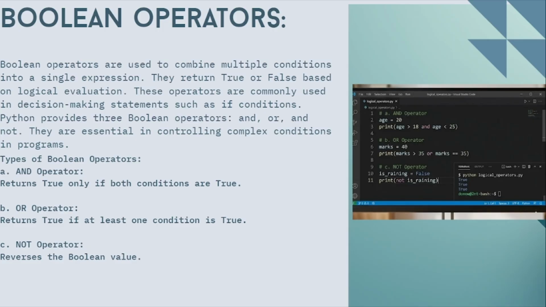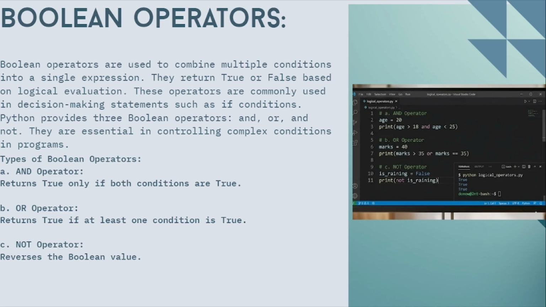Python provides three boolean operators, that is and, or, and not. They are essential in controlling complex conditions in a program. Now, what are the types of boolean operators? First, we have the AND operator. What will it do? It returns true only if both conditions are true. That means if both the conditions are satisfied, then the output will be true.